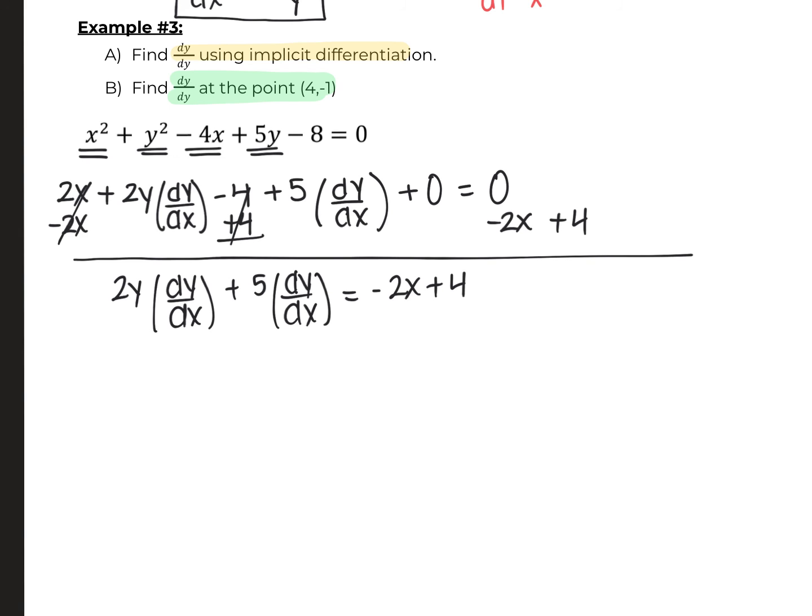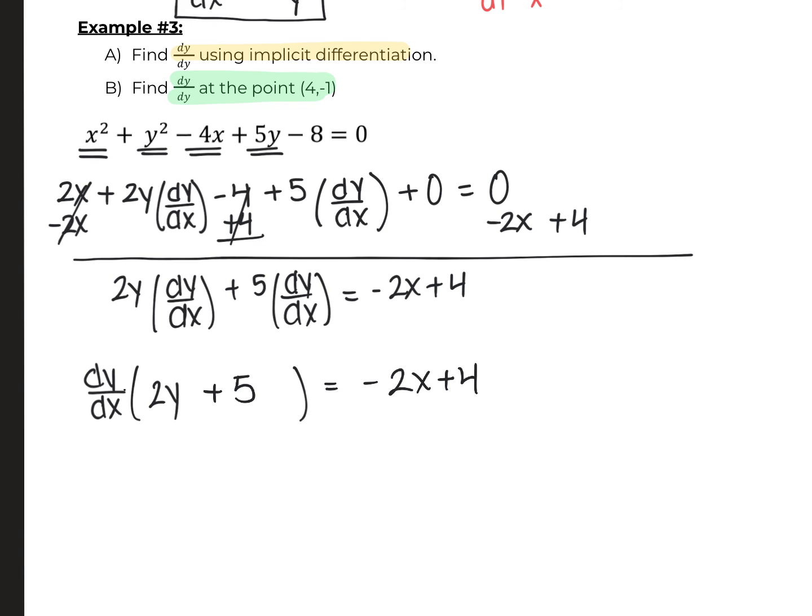So now some of you might be thinking, well, there's two dy over dx's, so how am I supposed to get them alone? Well, what you can think of is you can actually take out a dy over dx as a GCF. So if you divide this term by dy over dx, you'll be left with 2y. And if you divide this term by dy over dx, you'll be left with 5. So taking out that GCF will actually help you simplify.